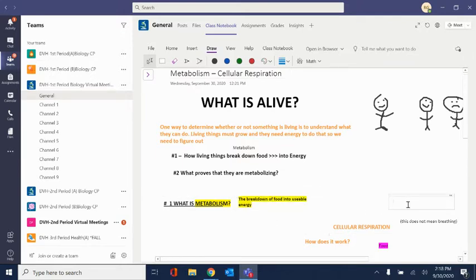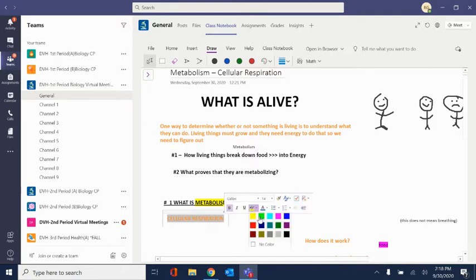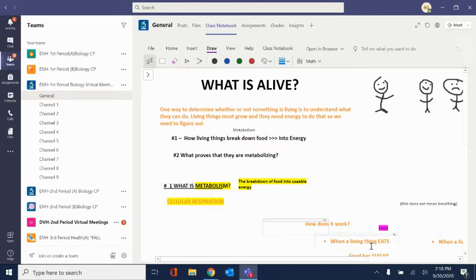That is a vocab term. You need to know that. We call metabolism cellular respiration. Cellular respiration is also a vocab term. You need to know that word as well. They all pretty much mean the same thing. There are different types of metabolism that we will learn later on in the year, but right now, the only type of breaking down food that you need to know about is cellular respiration.